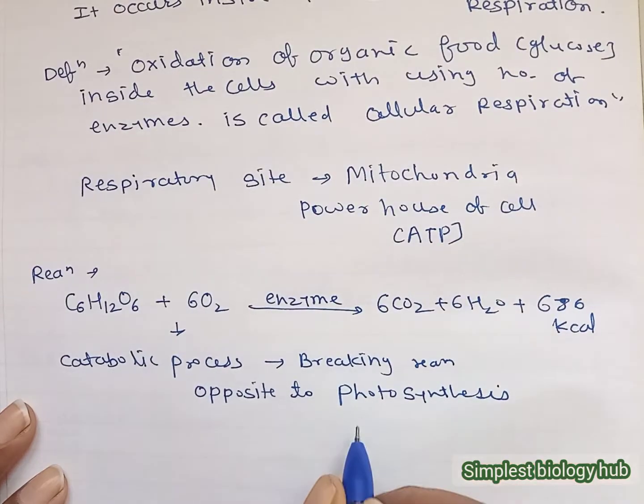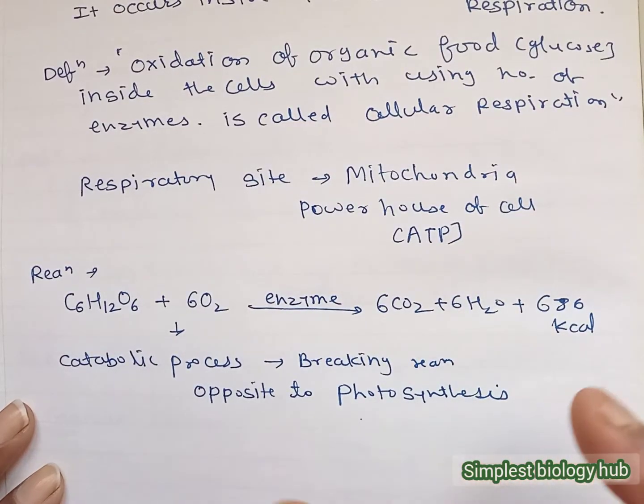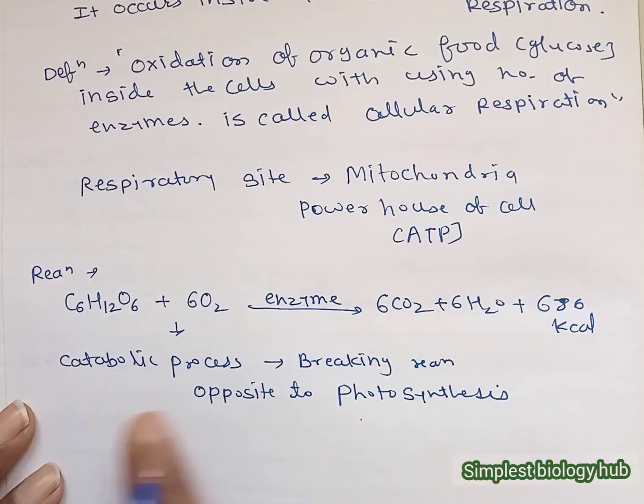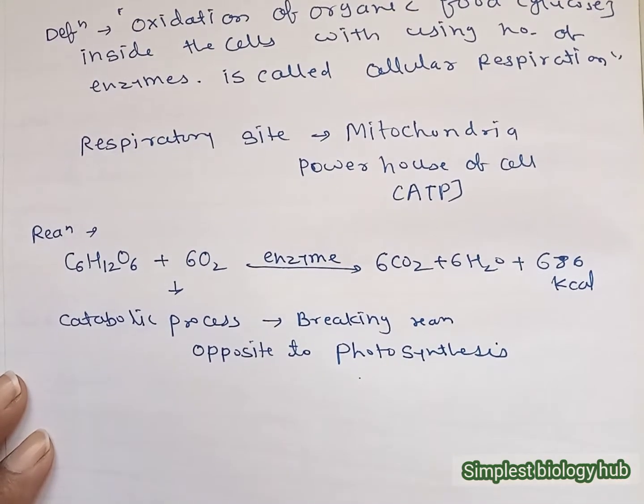Why? Because photosynthesis is an anabolic process. We combine two molecules and produce new molecules from that, and exactly the opposite condition occurs in the respiration process. We break down one molecule and divide it into a number of molecules. So it is exactly opposite to photosynthesis.